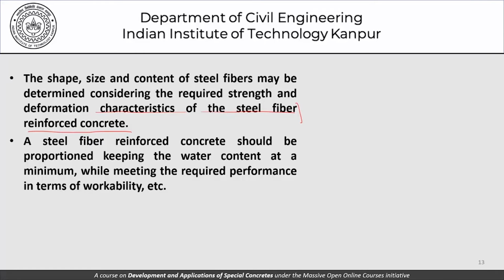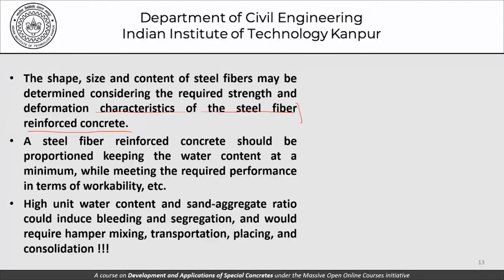That's a given. High unit water content and S by A could induce bleeding and segregation and would require special attention as far as mixing, transportation, placing, and consolidation is concerned. Remember that if we increase the water content and the sand aggregate ratio, we are making the concrete more prone to bleeding and segregation. That's what's being talked about here primarily.